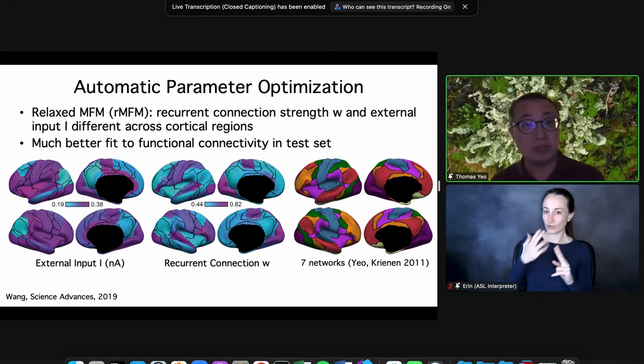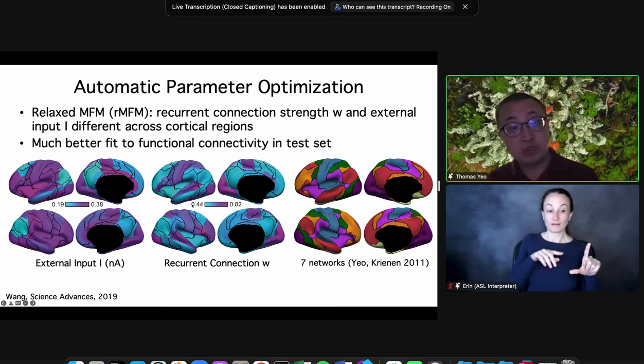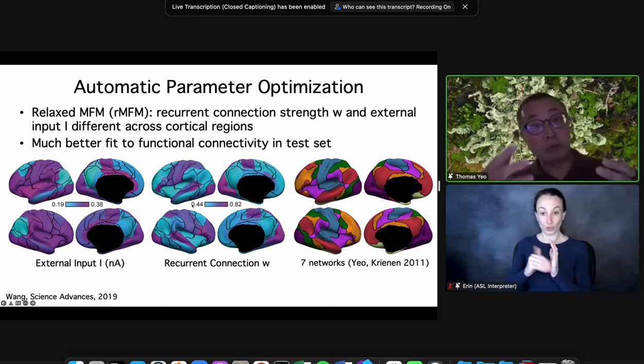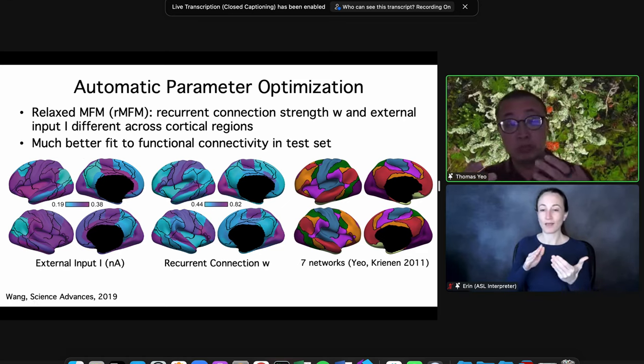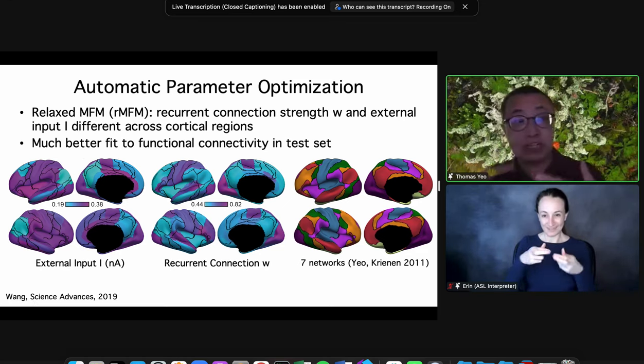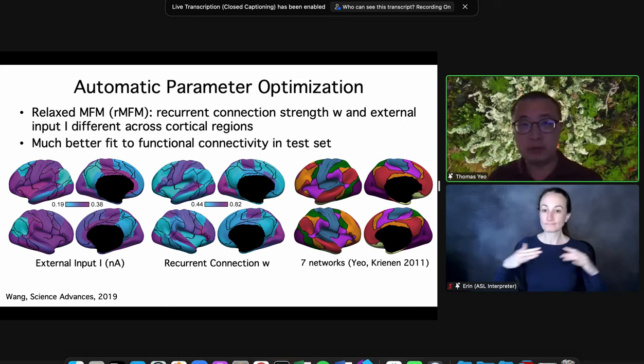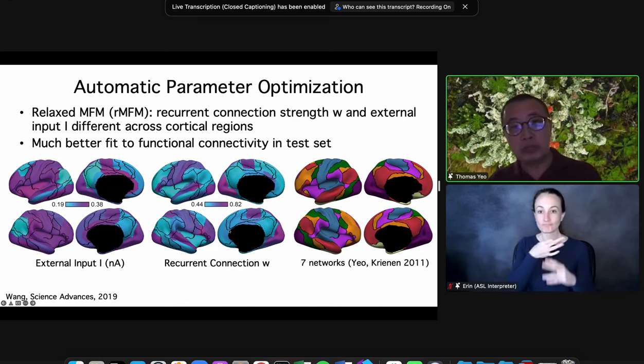So on the left is the external input current and in the middle is the recurrent connection strength. So in this study, we actually allow the model parameters in each region to be different, right? And they can be very different, right? And yet we get this quite intriguing spatial pattern, which agrees quite well with resting state networks shown on the right.